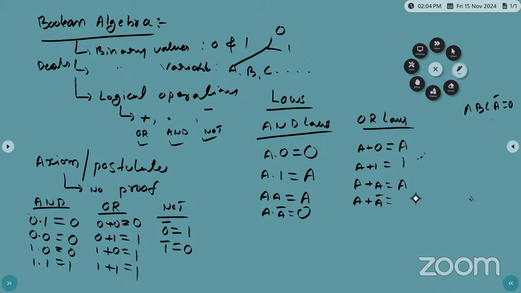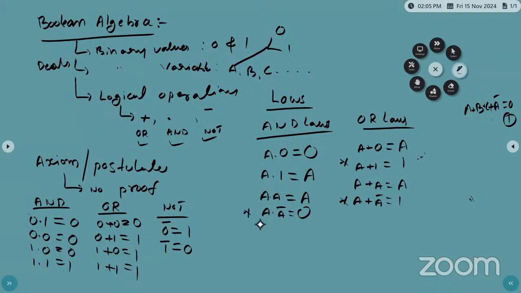Next, a plus a bar. Assume a is 0: 0 plus 0 bar, which is 0 plus 1, is 1. Next, assume a equal to 1: 1 plus 0, which is 1. So wherever, for example, a plus b plus c plus a bar, what is the value? A plus a bar is 1, so whatever the remaining values are, we will get 1. So these are very important.